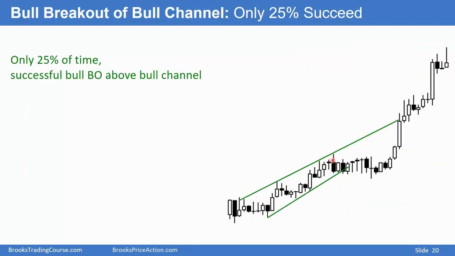Here we have a bull channel, fairly tight bull channel. We have a bear breakout. And now it looks like we're trying to get a bull breakout above the top of the bull channel. Only 25% of the time will you see a successful breakout above a bull channel. This is an example. 3 consecutive bull bars closing on their highs, good sized bodies. This is a breakout, and it appears that it's going to be successful. We have some hesitation, and then you can call this a channel. So spike, and then pull back, and then maybe channel, and then eventually a trading range.